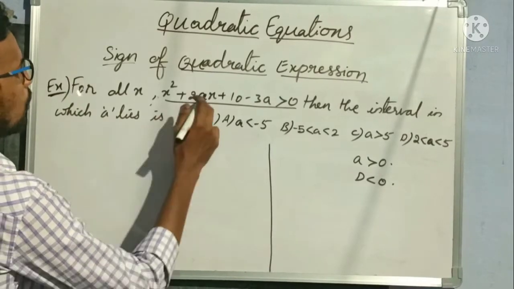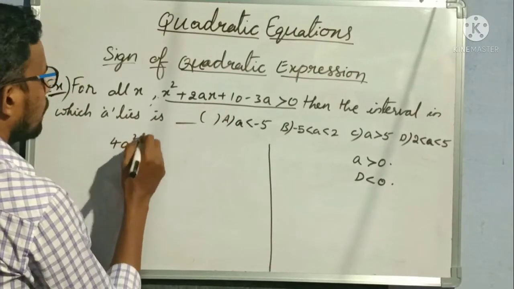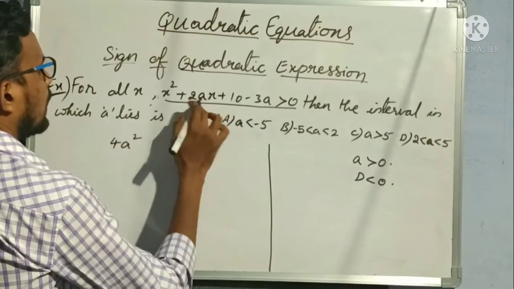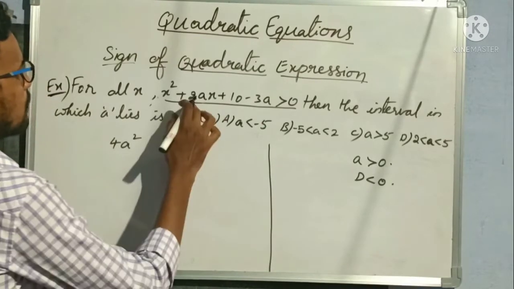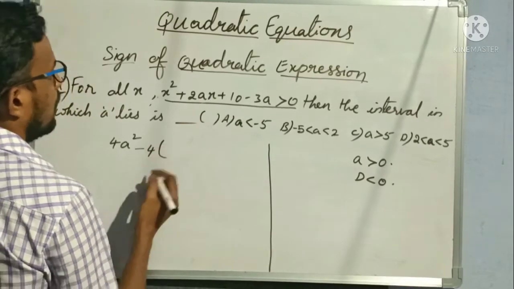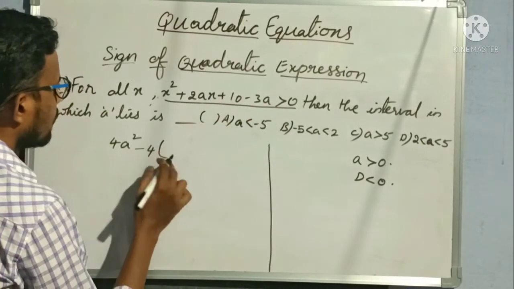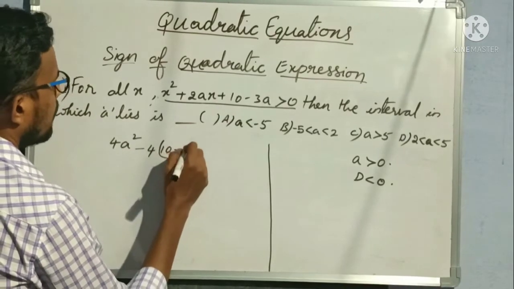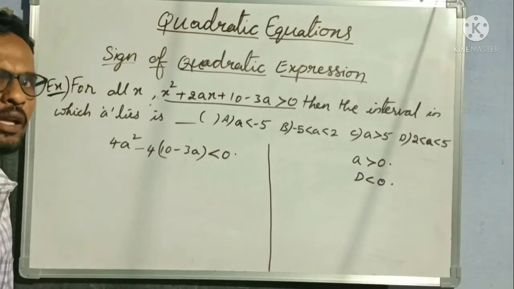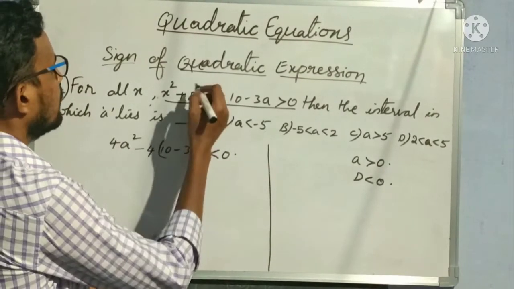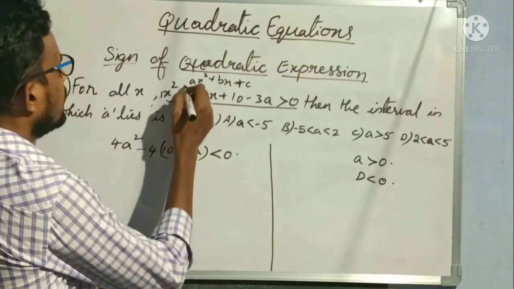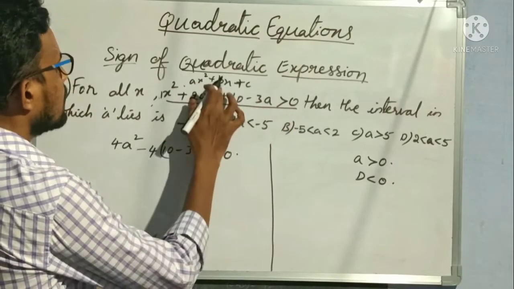So b square minus 4ac. So b square means 4a square. Yes, b is 2a, so 2a whole square, minus 4 into a square. For b square minus 4ac, 4 into 1 into 10 minus 3a, less than 0. Understood everybody? What's the value of b square? So b is what here? If we compare with ax square plus bx plus c, a is 1, b is 2a and c is 10 minus 3a.